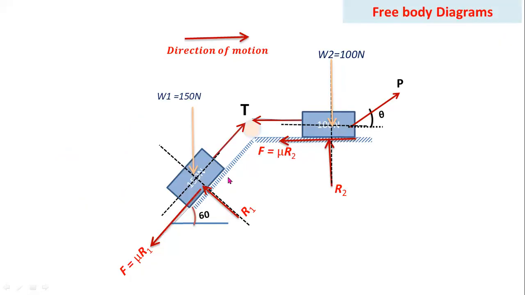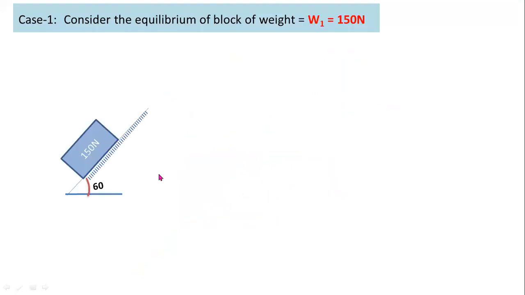Now you have to split this problem into two cases. I consider this block as case one. After that, you have to consider this block as case two. Now you have to consider the left side inclined plane. In case one, you have to consider equilibrium of the block of weight 150 newtons. Now you have to draw free body diagrams for this problem.